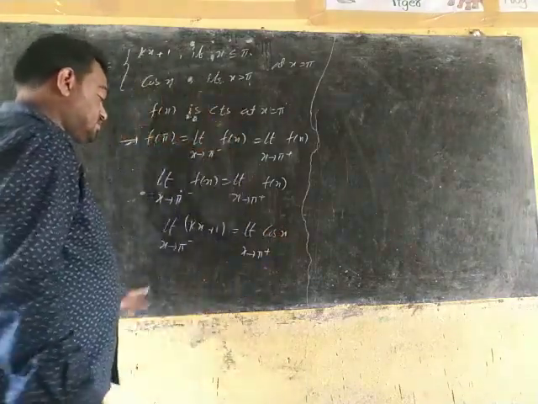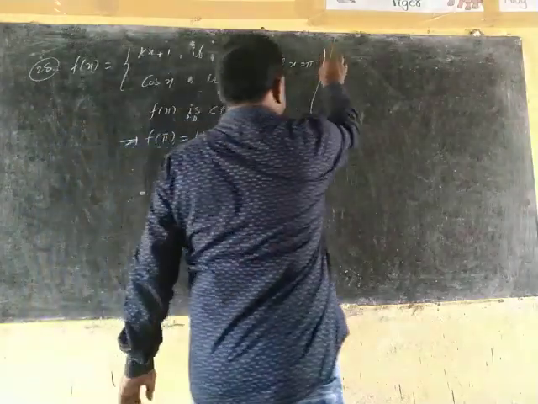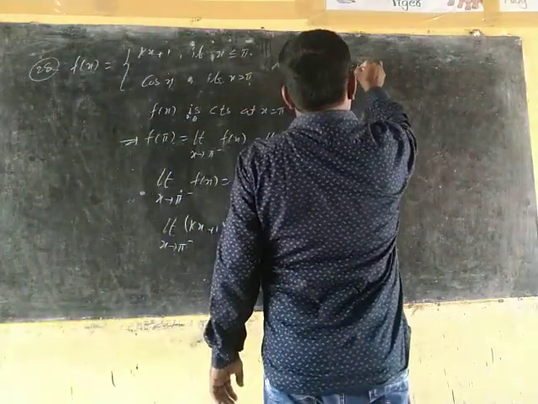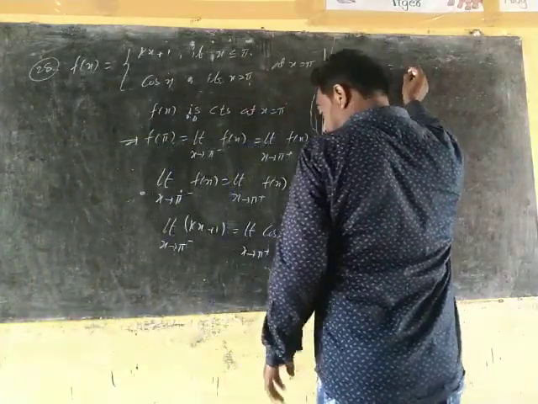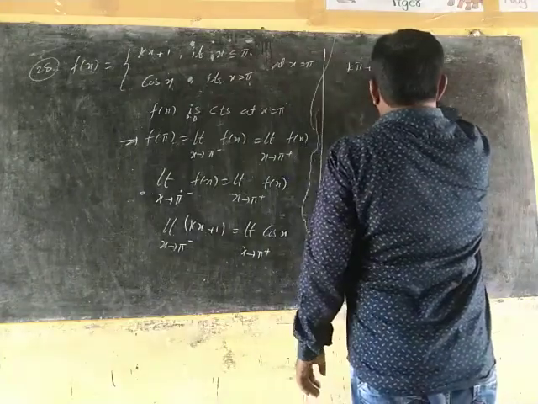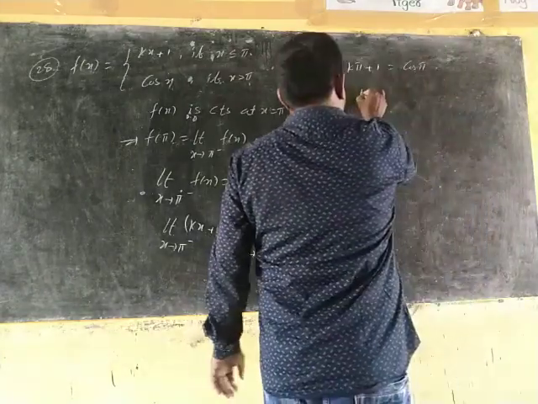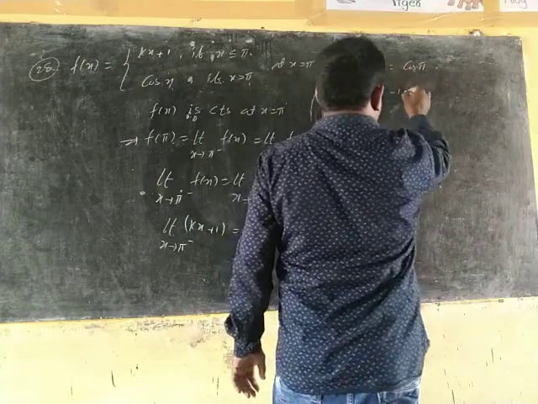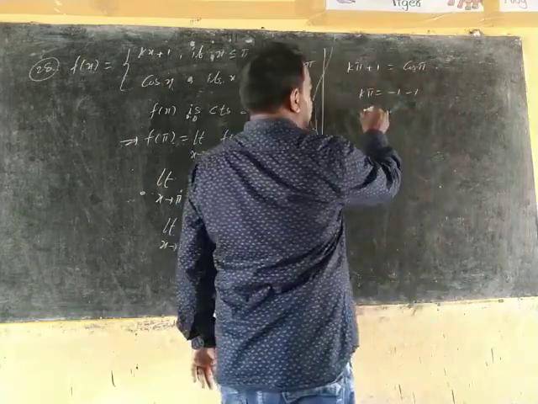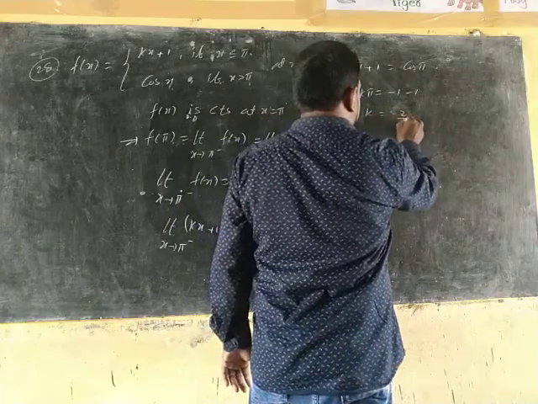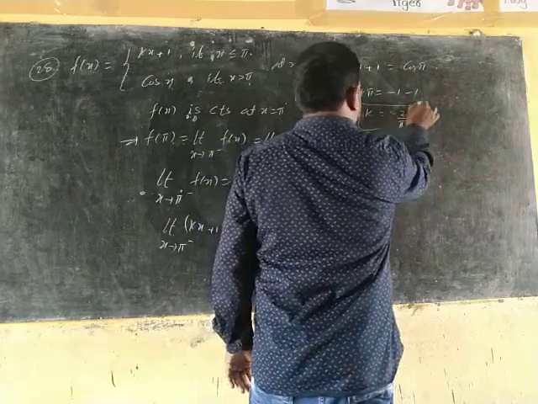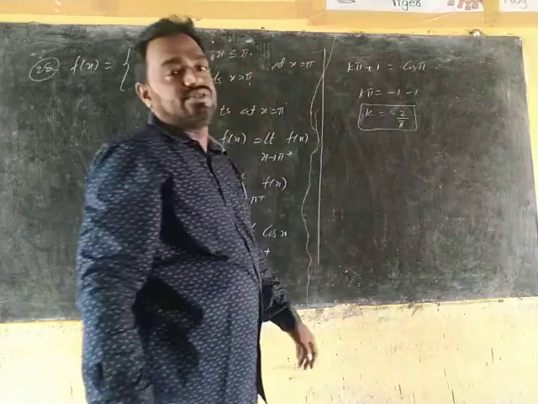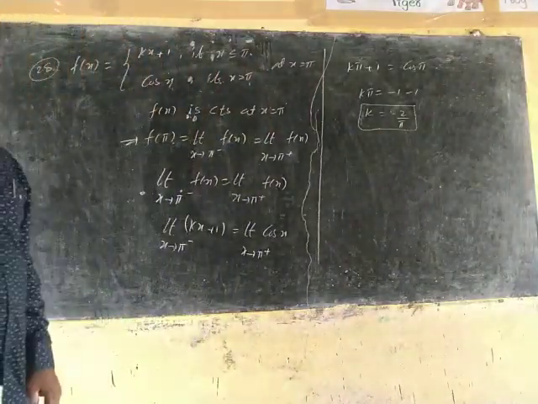Now substitute x equals pi. k pi plus 1 is equal to cos pi. k pi is equal to cos pi value minus 1. Taking 1 to the right side, minus 1. k is equal to minus 2 by pi is the answer.